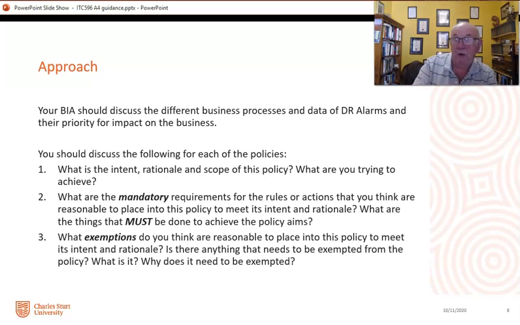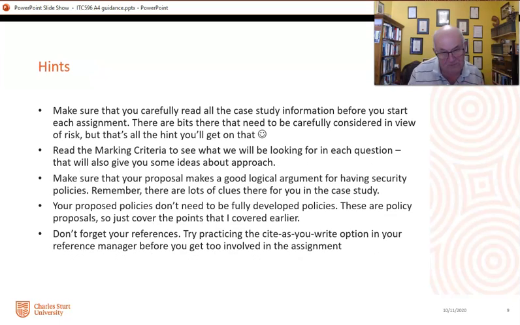You then need to discuss the policies, and we talk about policies in the same way as we did for the security policies. What is the intent, rationale, and scope of the policy? What are the mandatory requirements for them? What are the exemptions that need to be in place, if any? And you need to scope that now in terms of incident response, backup, disaster recovery. So you're proposing the policies. You don't have to write a detailed policy, just the proposal of how you're going to do this, where it's going to happen, how it's going to happen, and so forth.